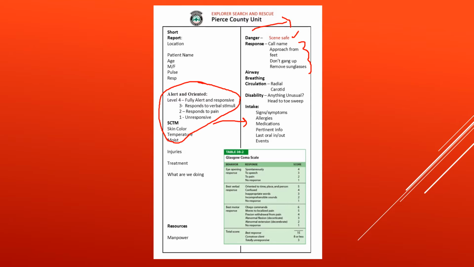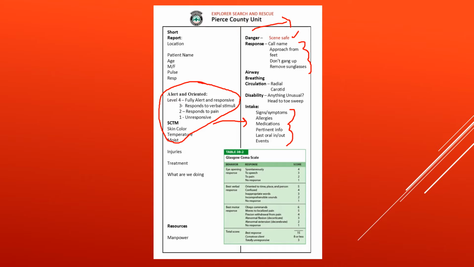Then you want to go through your SAMPLE. You want to talk to them about their signs and symptoms. What do they think is going on? And you want to ask them if they've got any allergies, like medicines, bee stings, anything like that. What medications they might be on, or that they didn't take when they should have. Any other pertinent information.